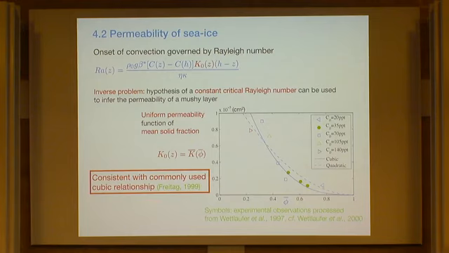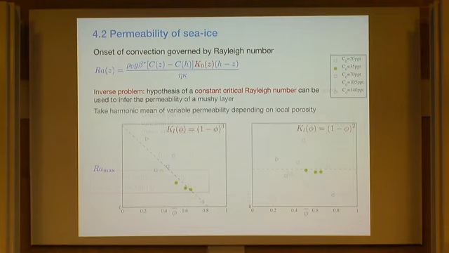So there's a paper by Freitag which attempted to demonstrate this based on laboratory measurements. But here's another way to look at it. Instead of replacing K naught with K bar, some bulk permeability, we now instead calculate a bulk permeability as an average or a harmonic mean of variable permeabilities, which depend not on the bulk porosity but on the local porosity.